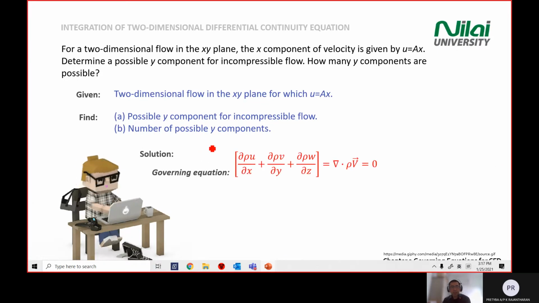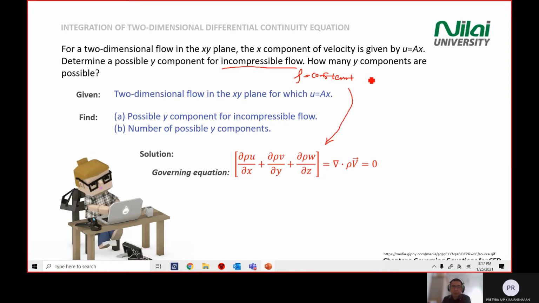So governing equation, because we are having incompressible flow, so rho component you can take out. All the rho component is constant. So the continuity equation reduces to this form. So meaning the continuity equation, divergence of rho v vector equals 0. So you have this form. So we want to derive from here. Later we will have integration steps.